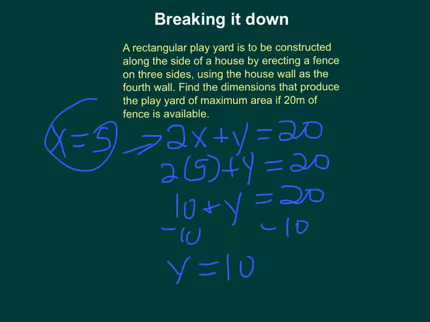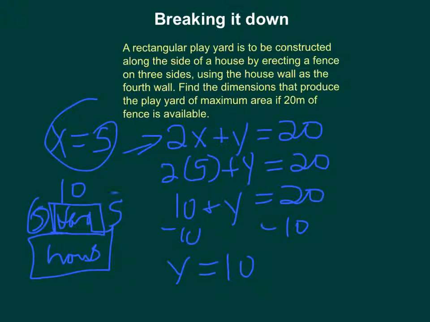Now you have both dimensions. The yard, the house, 5, 5, 10. 5 plus 5 is 10, plus 10 is 20. So now you know your dimensions.